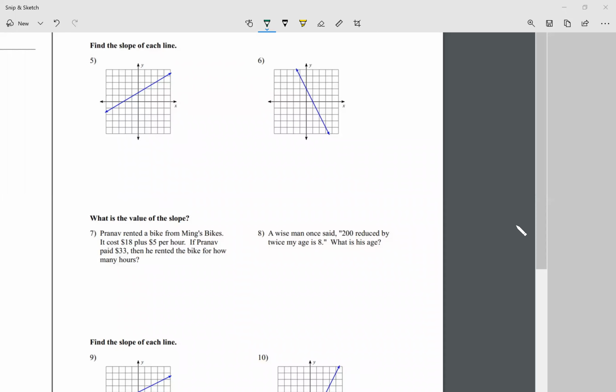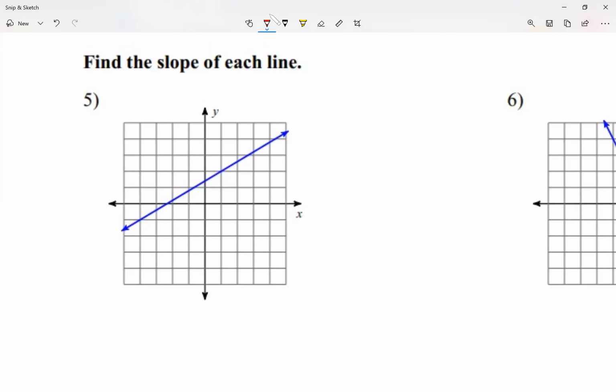Now we're going to start talking about what we call slope, right? Slope, you guys imagine the slope is the inclination of a mountain, right? And how fast something is going up or down. So that is basically what we call slope. So looking at a graph, it says find the slope of each line.